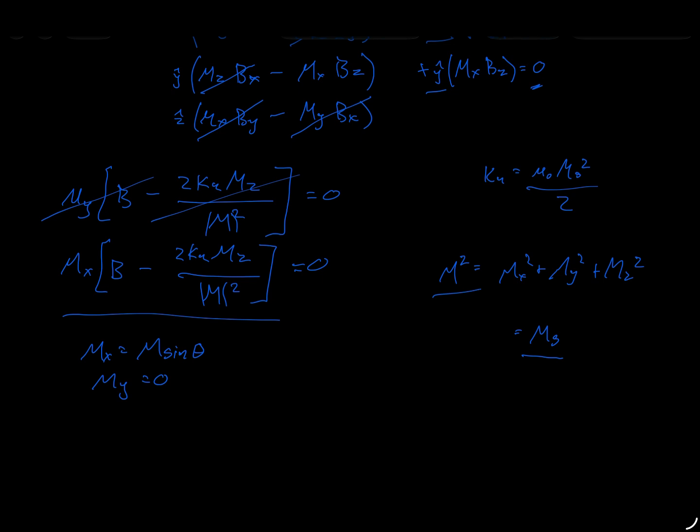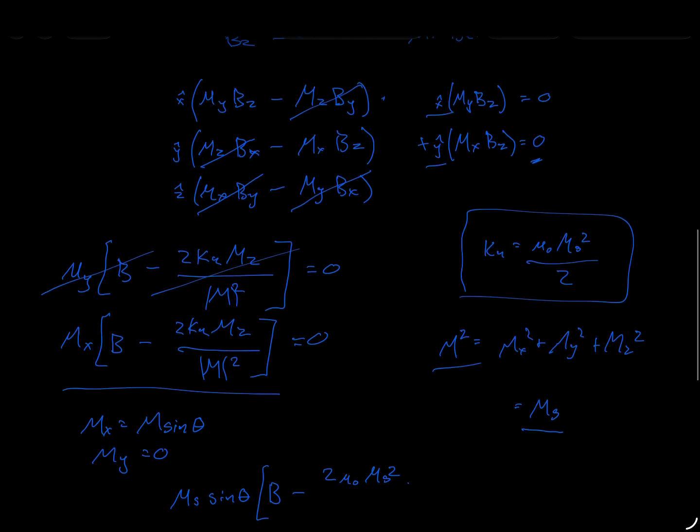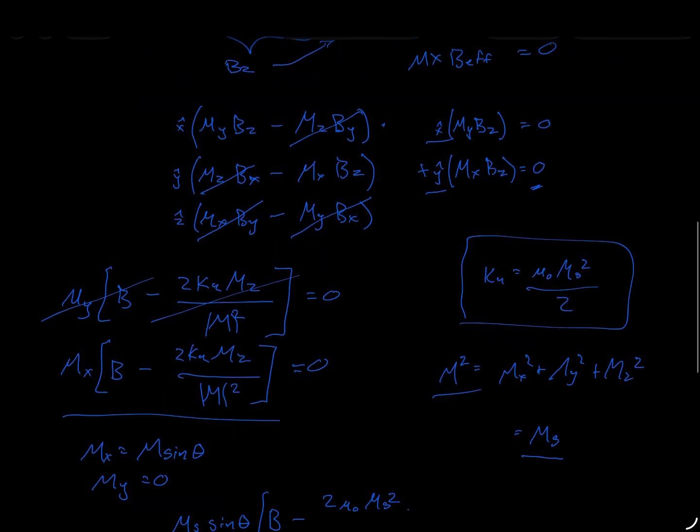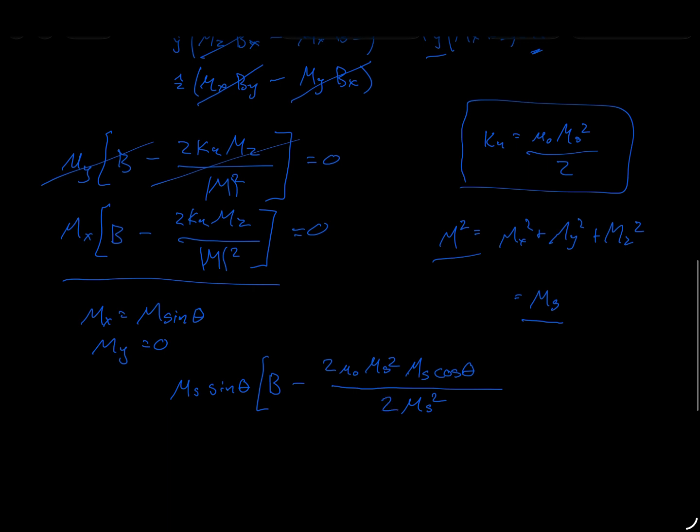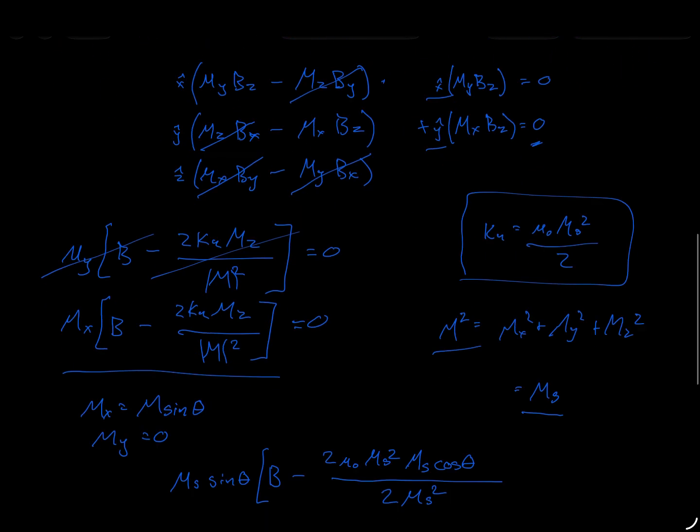So anytime you see m, it is now ms. Okay, the magnitude of m. So we get ms sine theta times b minus, now we're going to plug in our Ku here. So we get 2 times mu naught ms squared mz. What was mz? It was ms cosine theta divided by magnitude of m squared, that's ms squared, and then there's a 2 down here, right? Yeah, okay. So we can simplify this a bit.